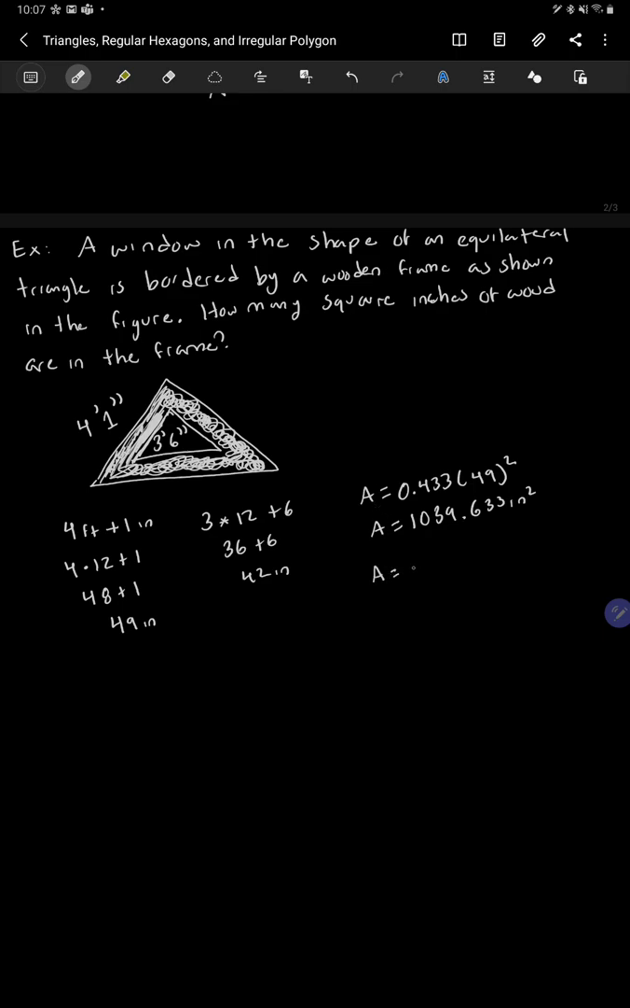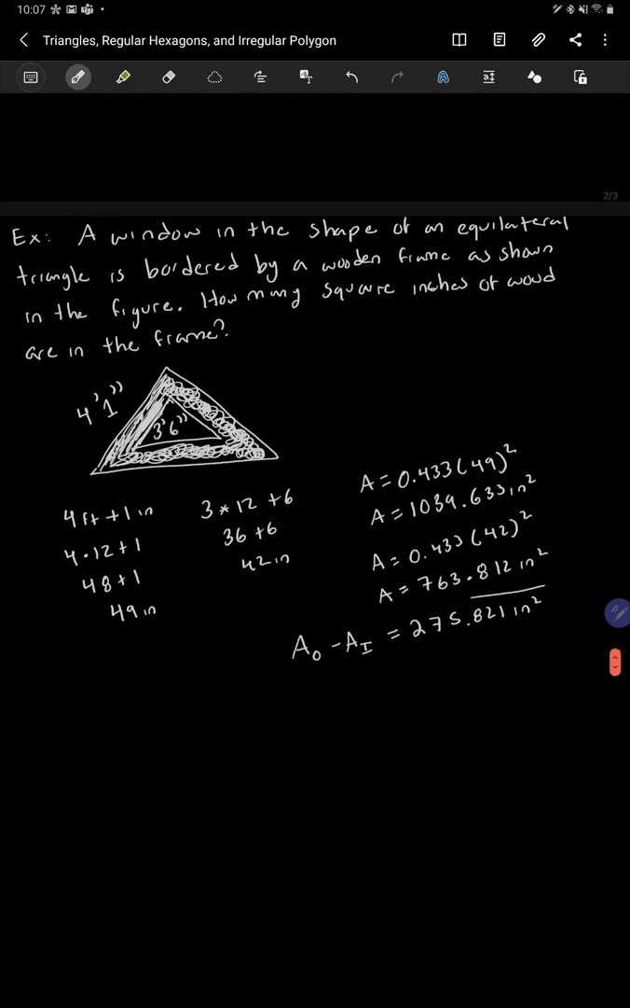This is area of the outside. Area of the inside gives us 0.433 times 42 squared. Area of the inside is going to be 763.812 inches squared. Now that we have both of them, we can subtract them. So area of the outside minus area of the inside gives us 275.821 inches squared. And that's what the wood side is. That's the area that it has.